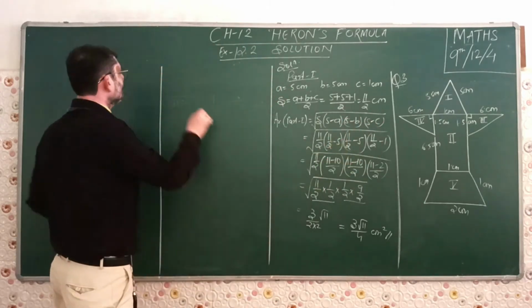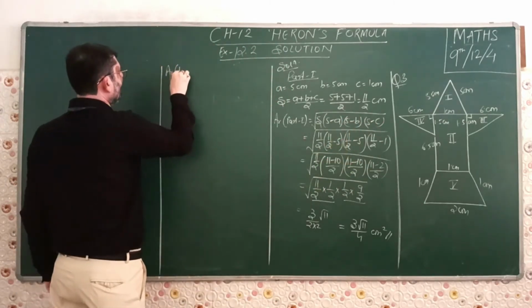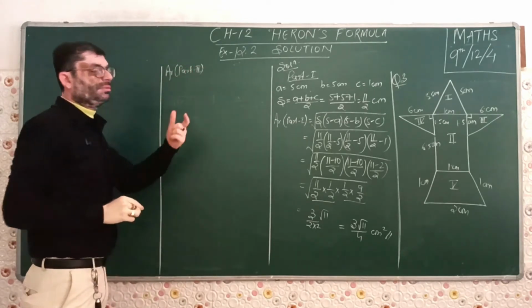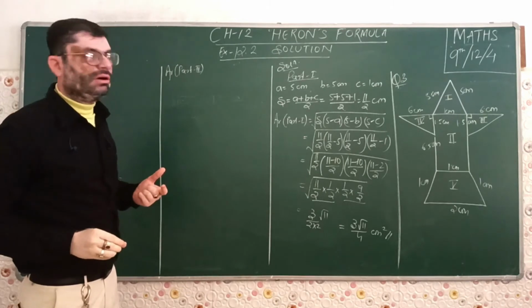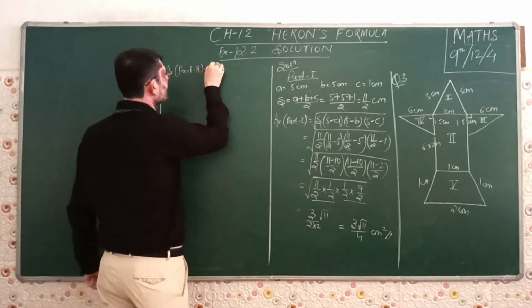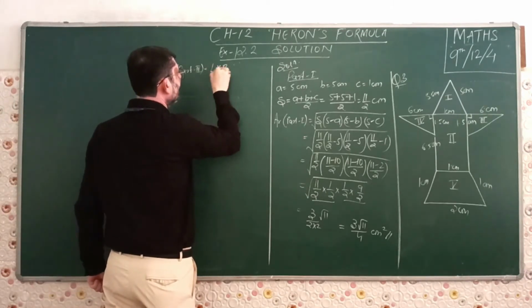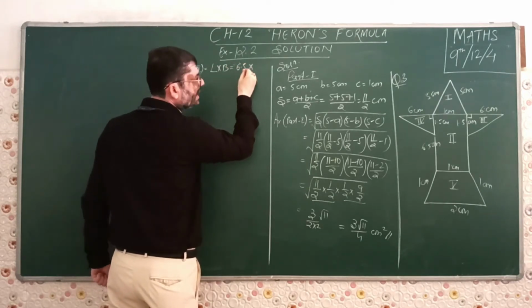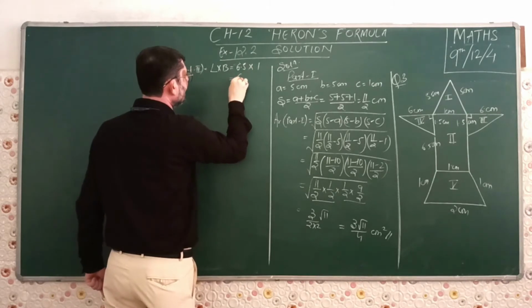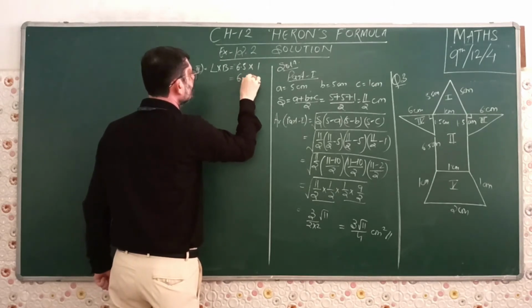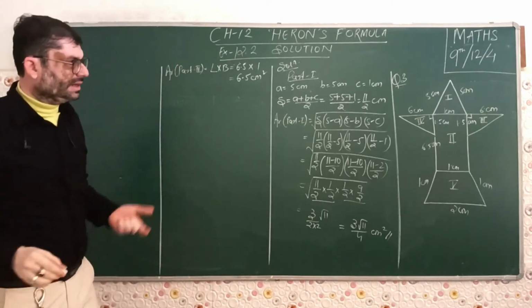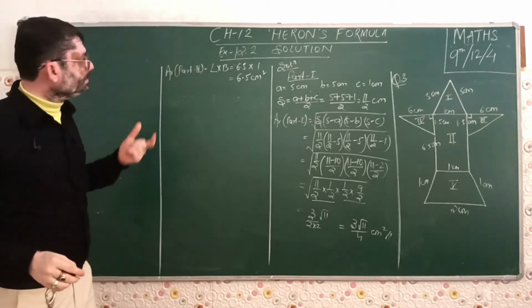So area of part 2, and that is in the shape of a rectangle. The area can be found out by length into breadth. What is the length? 6.5 centimeter into breadth is 1 centimeter, and finally we get the area of part 2 as 6.5 centimeter square. We have done the area of part 2 also.